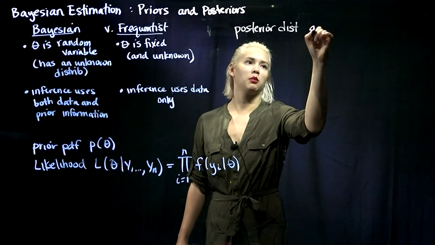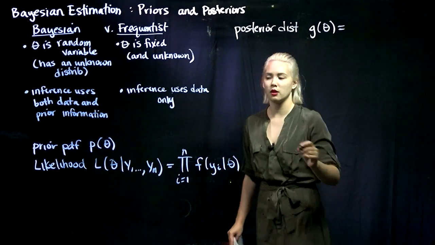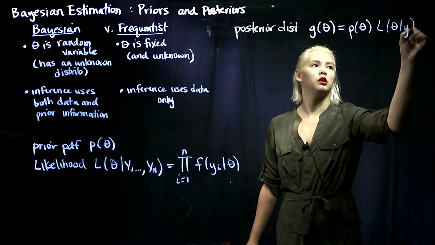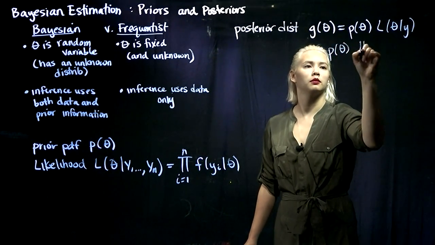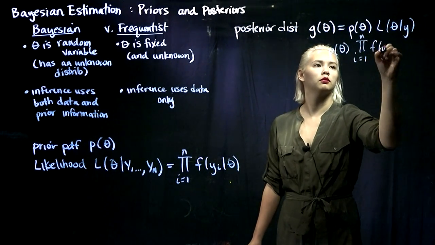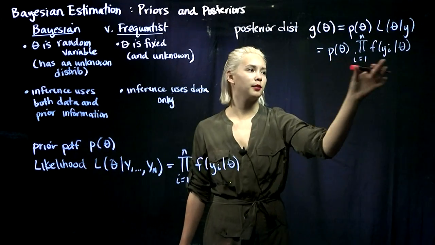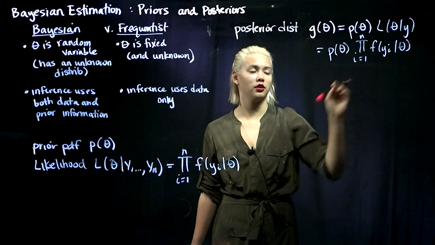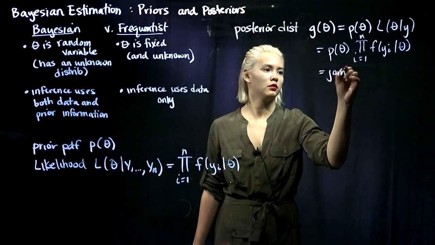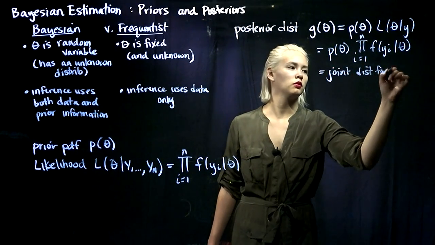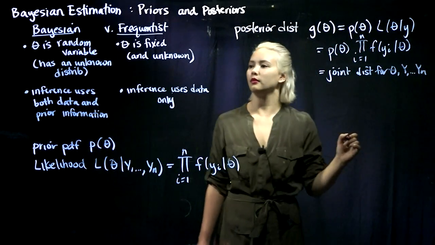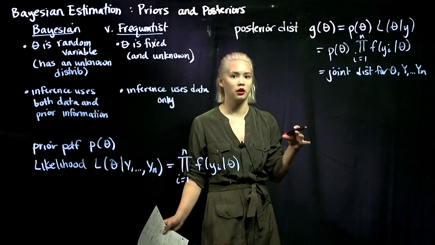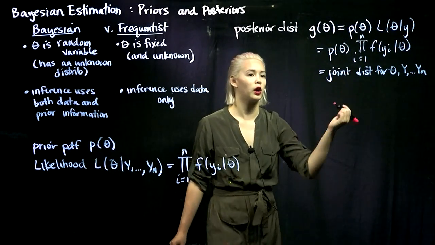The notation doesn't hugely matter. We can maybe call it G of theta. So we combine our prior and our likelihood. So we have our prior times our likelihood, and then this gives us the joint distribution for theta and our data. All right, so we have the joint distribution for theta and our data, but all we really want is the marginal distribution for theta. So we know that what we need to do is integrate out all of those y's.